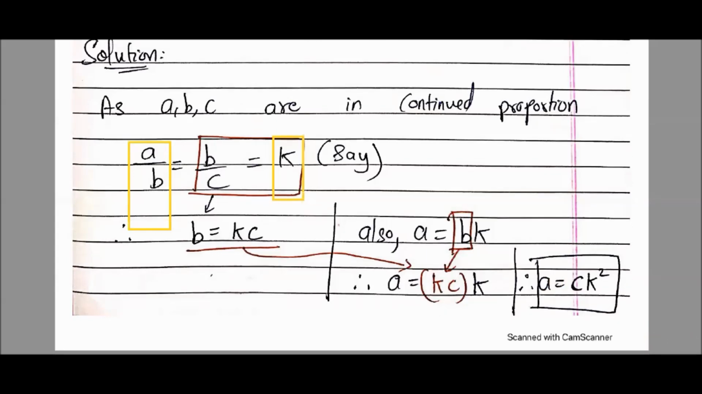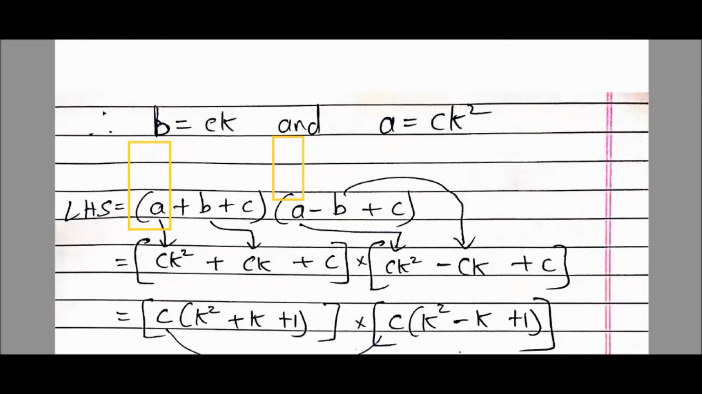We need to prove left hand side equals right hand side. I got B as CK and A as CK square. I have copied this left hand side as it is. Now, wherever you see B, you just substitute CK, and wherever you see A, you substitute CK square. That's it. We don't have the value of C, so at the place of C, you should keep C only. Left hand side, I copied it as it is. At the place of A, CK square. At the place of B, CK. At the place of C, I don't have the value of C, so C will remain C only.